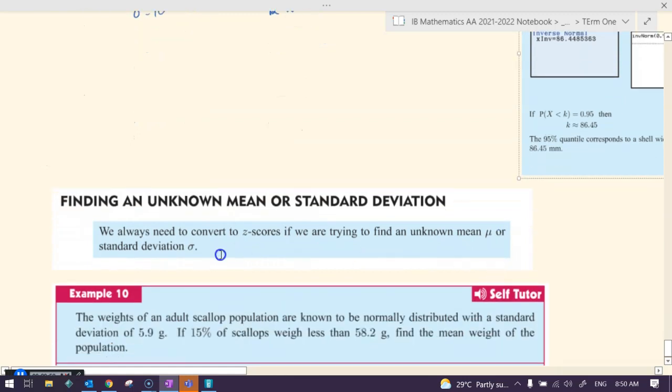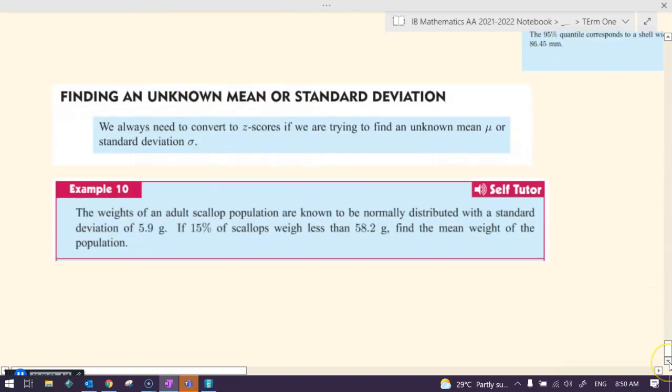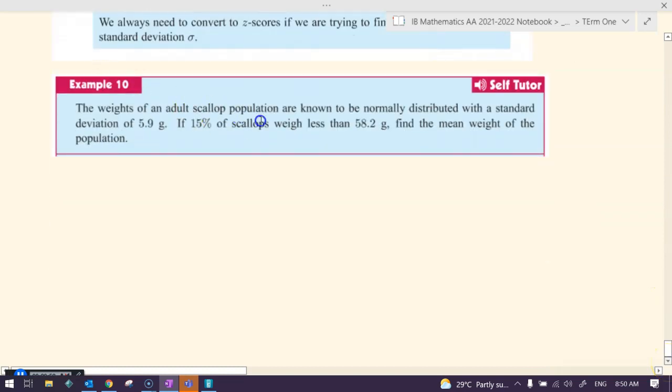Almost done. Finding an unknown mean or standard deviation. In certain situations, we may know some information and we need to work back to find the unknown mean or the unknown standard deviation. Let's look at one of those now. The weights of an adult scallop population are known to be normally distributed with a standard deviation of 5.9. 15% of the scallops weigh less than 58.2. Find the mean weight of the population.